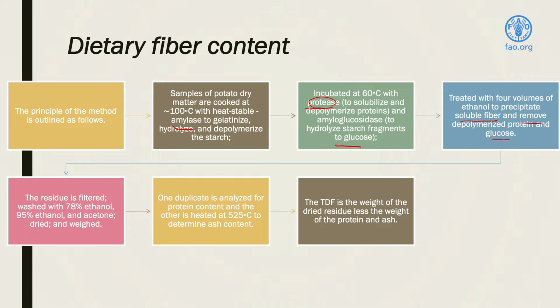One duplicate is analyzed for protein content, and the other is heated at 525 degrees C to determine ash content, and total dietary fiber is the weight of the dry residue less the weight of the protein and ash. So it's very simple. Inside the potato, remove starch, remove protein, determine the remainder, and analyze ash content. The remaining thing is total dietary fiber.